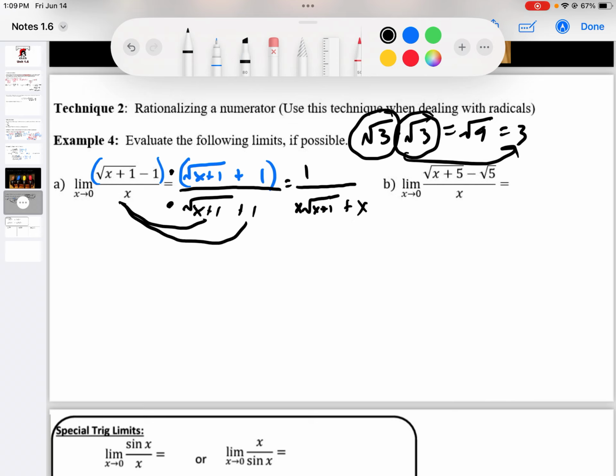All right, now, supposedly that's supposed to help us, right? What we're doing now is finding the limit as x approaches 0 of this. So let's plug in 0. Wait, that doesn't look right.